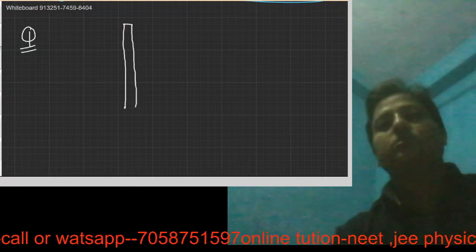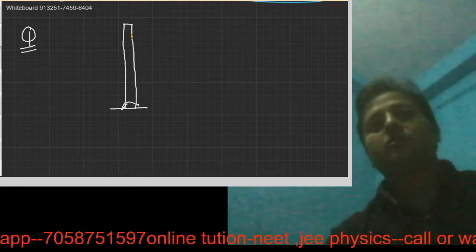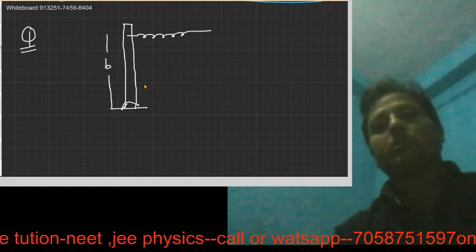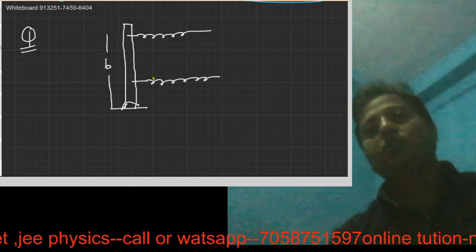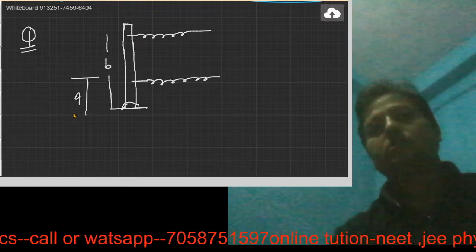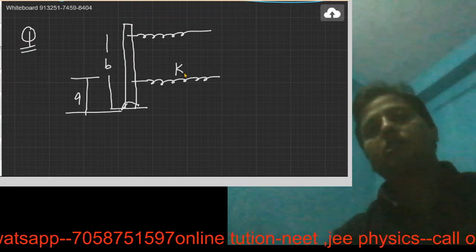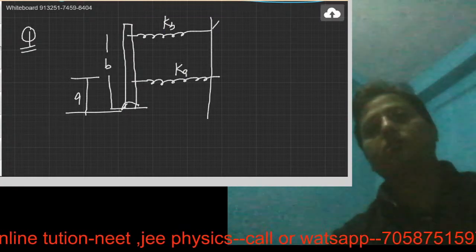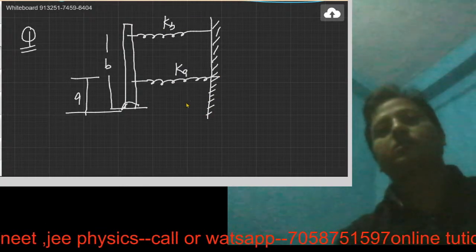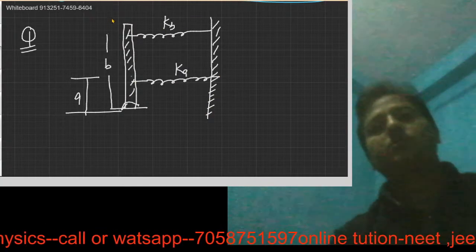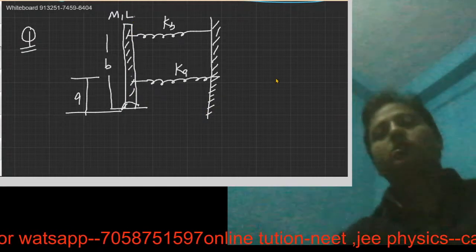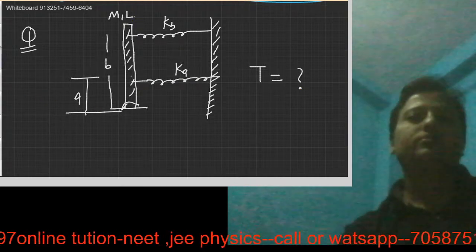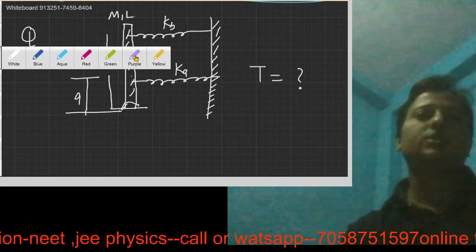Suppose there are two springs connected here. One is at a distance of B and the other at a distance of A. Their constants are Ka and Kb, and the other end of each spring is fixed. This rod has some mass and length L. So now, what will be the time period for this rod?